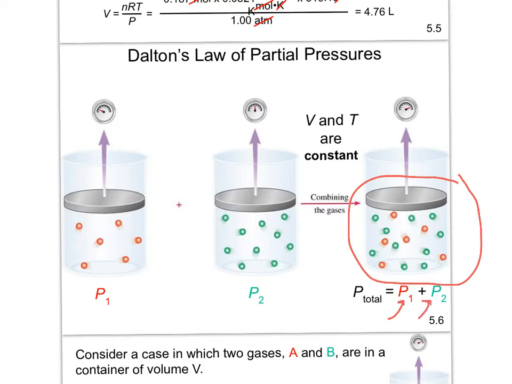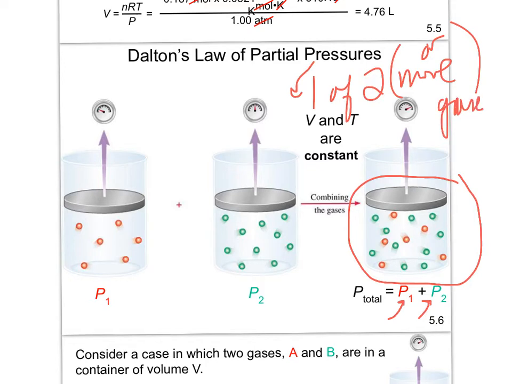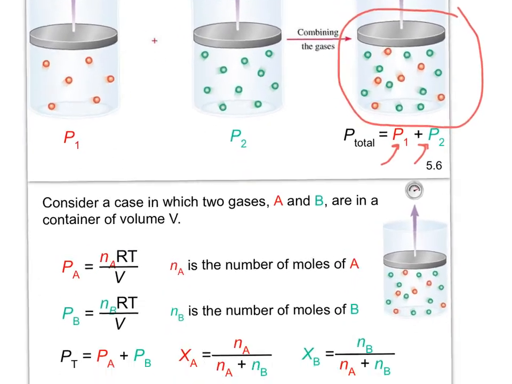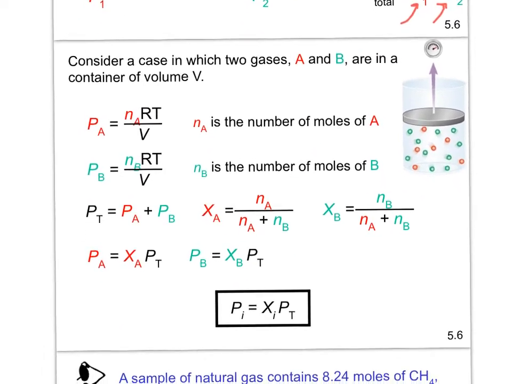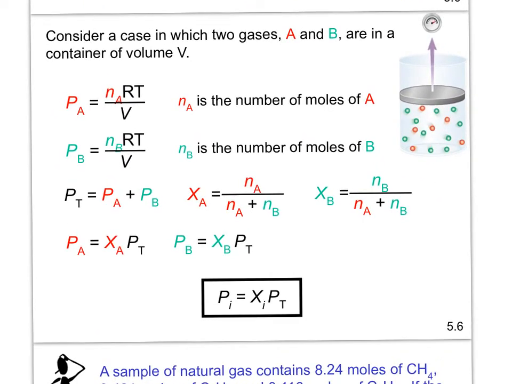These are called partial pressures, and the term refers to the pressure due to just one of at least two, but it could be more, two or more gases in the sample. Okay? Now, I know that sounds, and it is, pretty intuitive. But here's where it gets a little bit more complex, but not really.